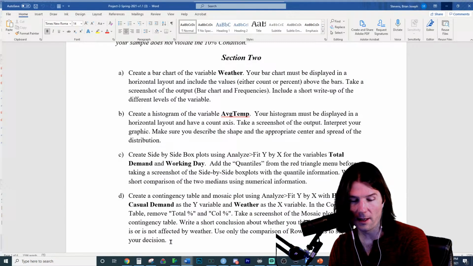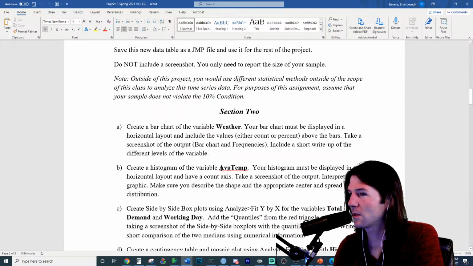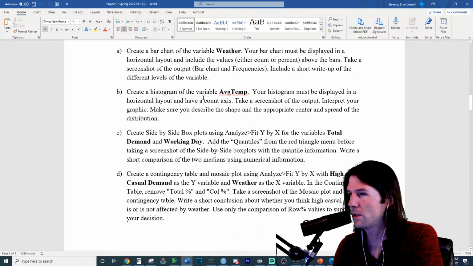Let's take a look at 2B. Next question. Yeah, let's take a look at 2B. 2B says create a, wait, we just did 2B, right?